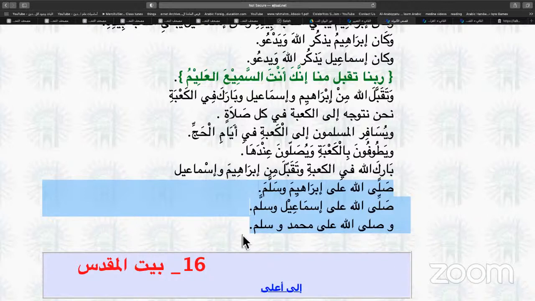May the peace and blessing be upon Ibrahim. May the peace and blessing be upon Ismail. May the peace and blessing be upon the Prophet Muhammad, sallallahu alayhi wasallam.